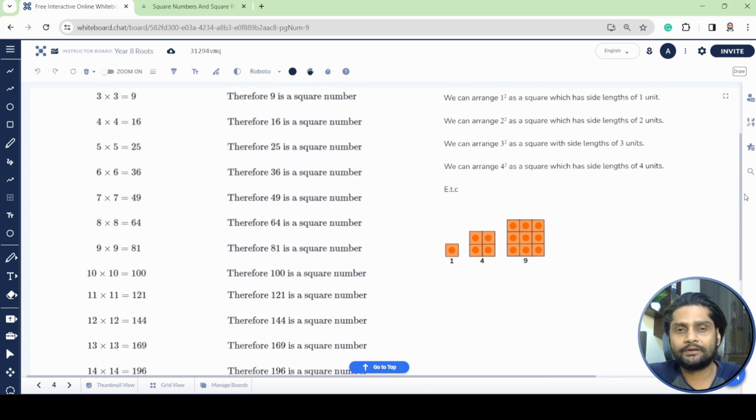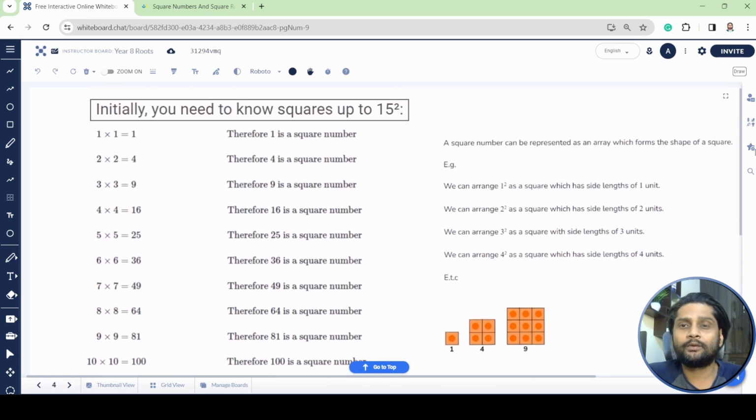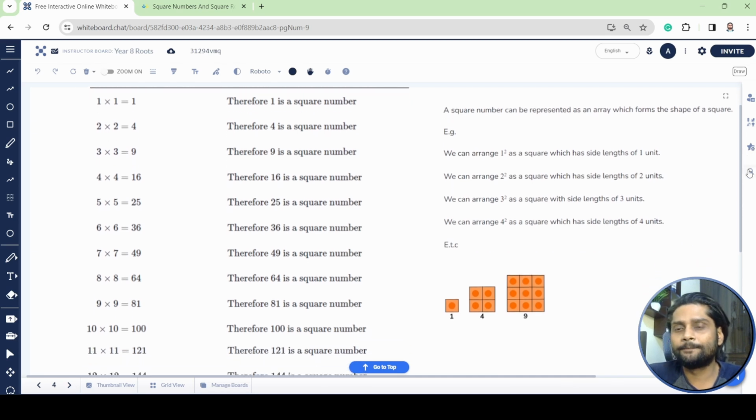This is how you can memorize these square numbers. And why are these called square, students? Because when we arrange them using these blocks, they will form a square of the same length that we have multiplied. Just like here, 1 squared is 1, 2 squared is 4.